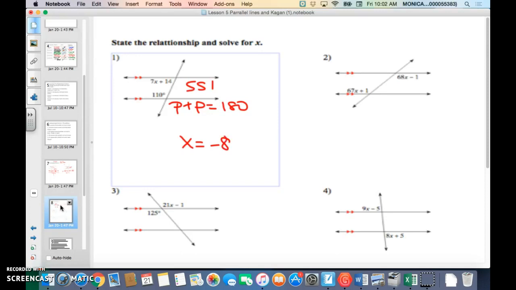Okay. Now these are alternate interior angles, so this is part equals part. And when you work it out, you should get, they're alternate interior, x equals 2.